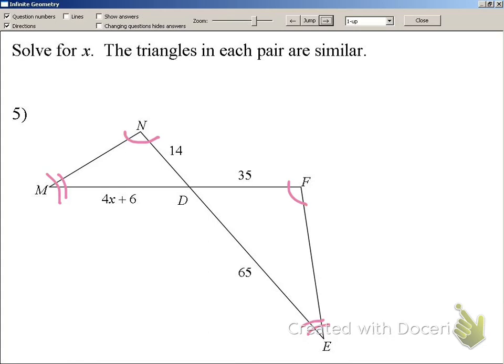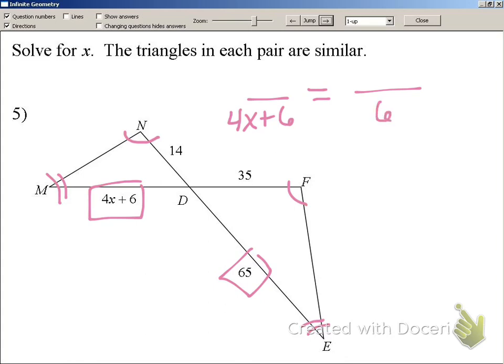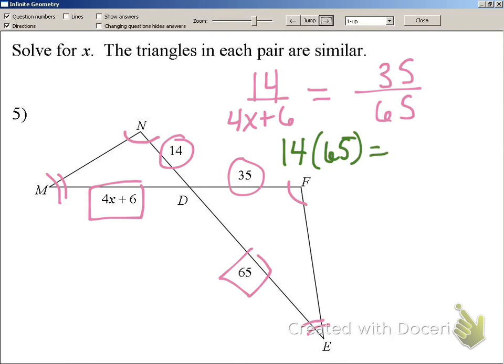So that doesn't help me out because I'm not dealing with angles, I'm dealing with sides. But corresponding sides are opposite congruent angles. So that means that 4x plus 6 corresponds to 65. So in my proportion, they are going to be in the same location, either both on bottom or both on top. And 14 corresponds to 35. I simply now solve the proportion. Cross products are equal. 14 times 65 will equal 4x plus 6 times 35.